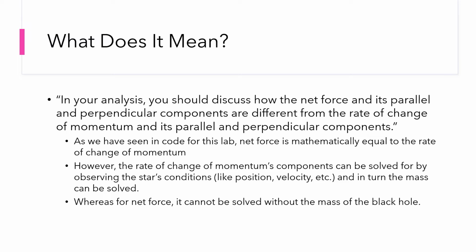Are the parallel and perpendicular components of net force the same as the parallel and perpendicular components of the rate of change of momentum? As you see in the code for the lab, net force is mathematically equal to the rate of change of momentum. If you remember, we literally set them equal to each other. However, the difference is that the rate of change of momentum's components can be solved for by observing the star's conditions like position and velocity. We solved for dp dt first, and then set it equal to net force. Whereas net force cannot be solved without the mass of the black hole, which is why we had to assign it a value.